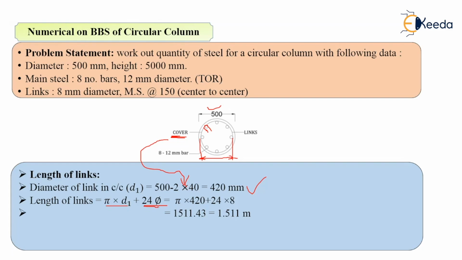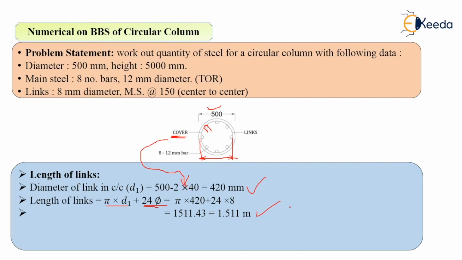Pi, I will put it as it is. The value you can take it as 3.1415. d1 is 450 and 24 phi. 24 into phi, phi means diameter of links. Diameter of links is 8 mm. So which gives you a value of 1511.43 mm, which is approximately equal to 1.511 meter. It is 1511 mm or 1.511 meter.